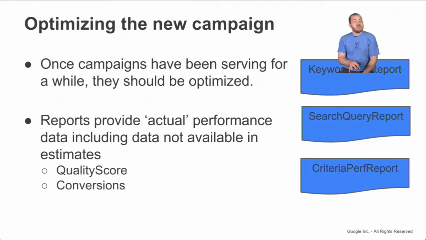These reports provide actual performance data, including data that's not available in estimates, including quality score and conversions. So the previous data are estimates. This is actually about what's happening in AdWords for your serving campaigns. So instead of using estimated CTR as a proxy for quality score, you can compare what you got in the previous estimates to the actual quality score you're seeing for your serving campaigns. And if you've enabled conversion tracking, you can actually take a look at conversions as a rock-solid estimate of how well these things are doing.